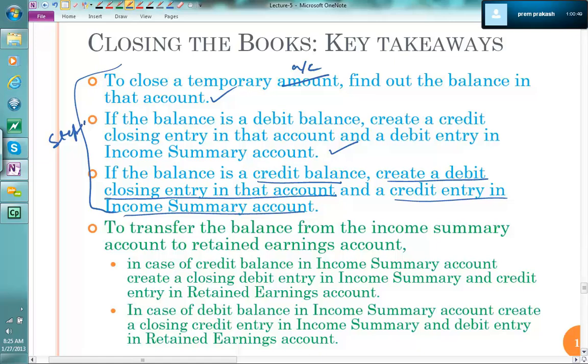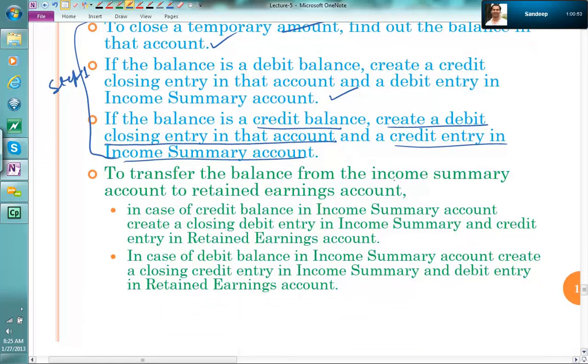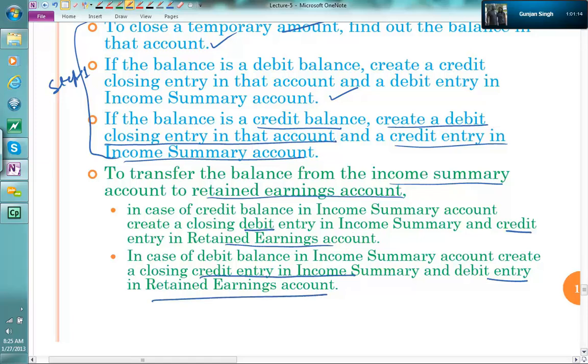Step 2 is we are saying that to transfer the balance from the income summary into the retained earning account. And what do we do? In case of credit balance in the income summary account, create a closing debit entry in income summary and credit entry in retained earning. So debit and credit. In case of debit balance, you create a credit entry in income summary and debit entry in retained earning. Okay ji.